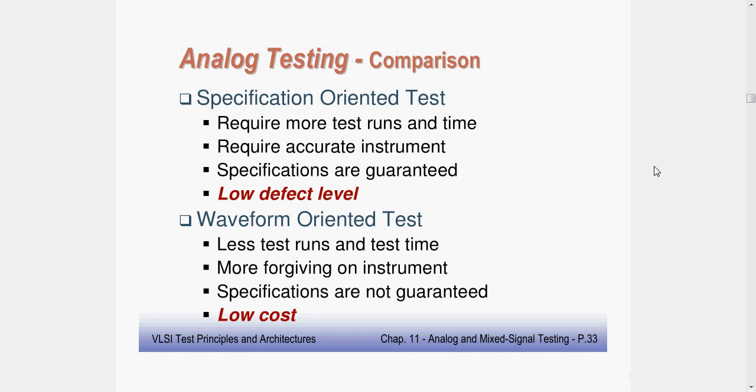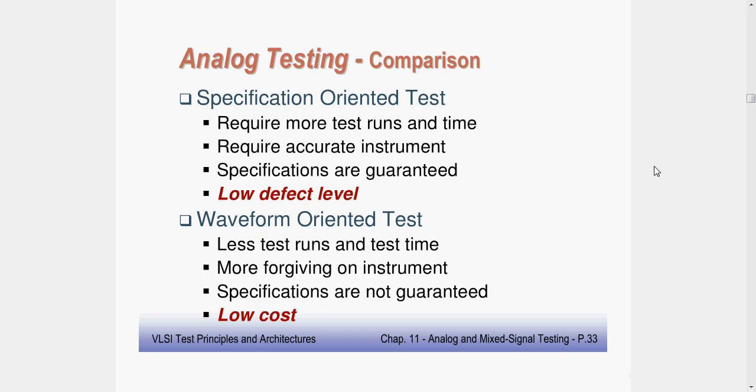So, analog test comparisons. What is the comparison between these two types of test? When you consider a specification oriented test, we need more test runs and more time is required, because it is an exhaustive process. Second, we need accurate instruments that are costlier, and we need a perfect environment in which we have to check these devices. And the test readings from this particular test are guaranteed outputs.